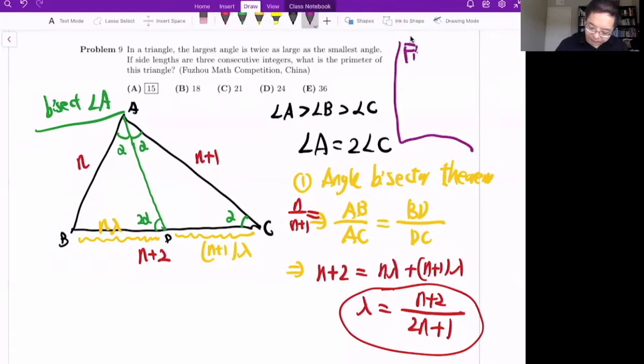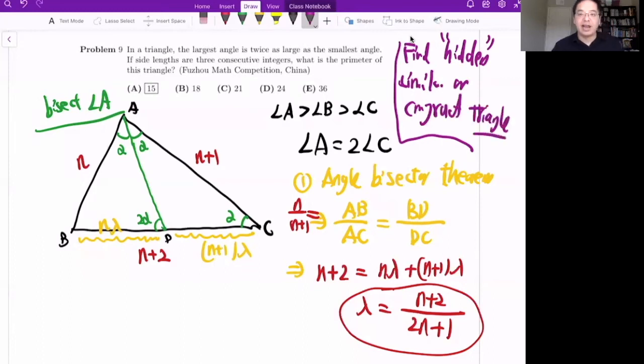Keep this in mind. Find hidden similar or congruent triangles. This is a very powerful tool when we handle a geometry problem. Usually for more complicated things, you probably need to add helping lines to construct useful similar or congruent triangles.